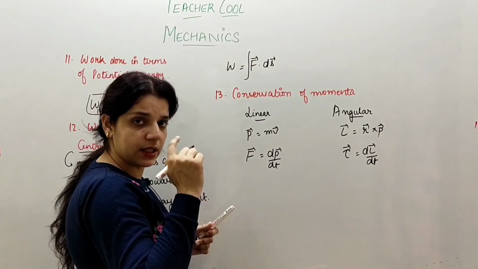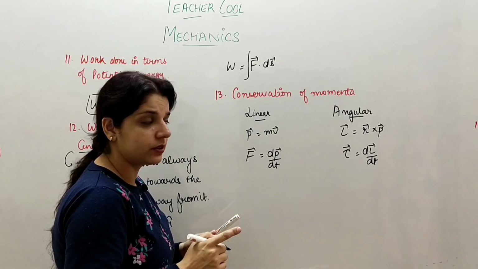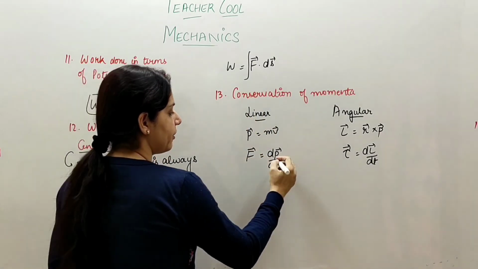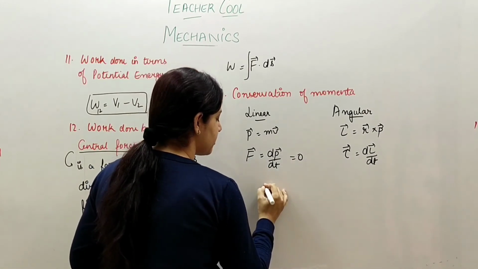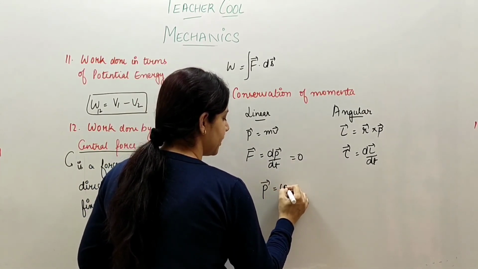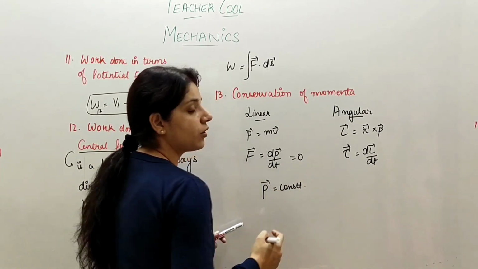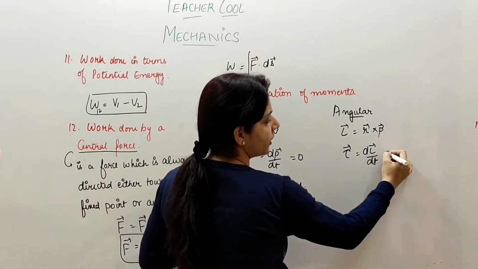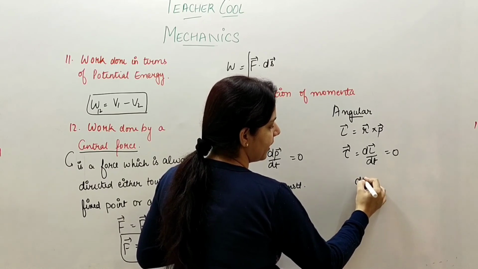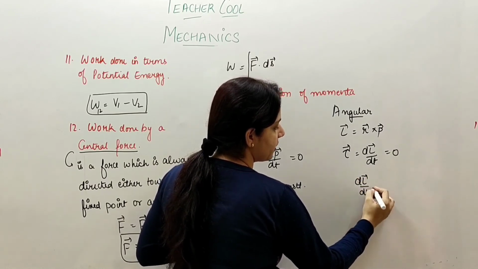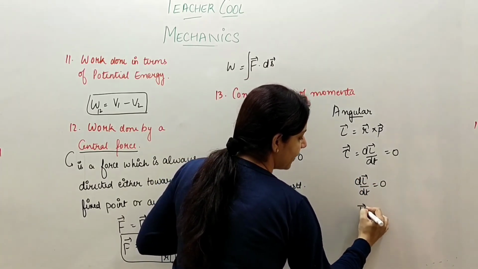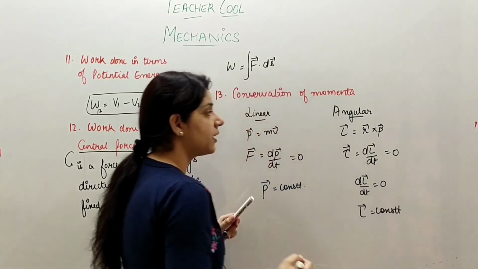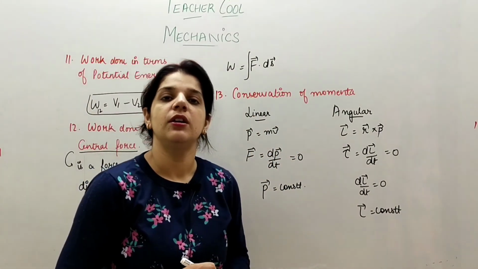Now, if I say there is no external force acting on it, which is the primary condition for conservation, I'll get, if force is equal to 0, that means my P is a constant and it is the conservation of linear momentum. In case of angular, if I say torque is 0, I'll get dL by dt is equal to 0, and similarly I get L is a constant quantity, and with that I get the conservation of angular momentum.